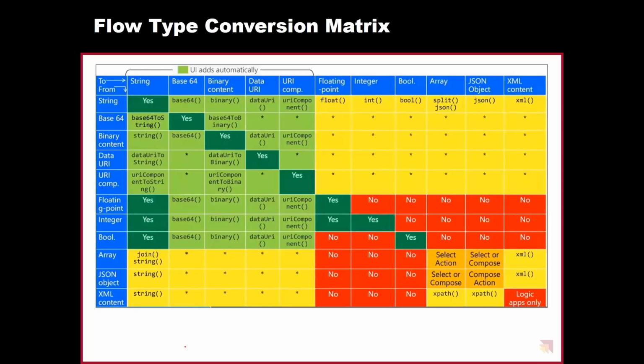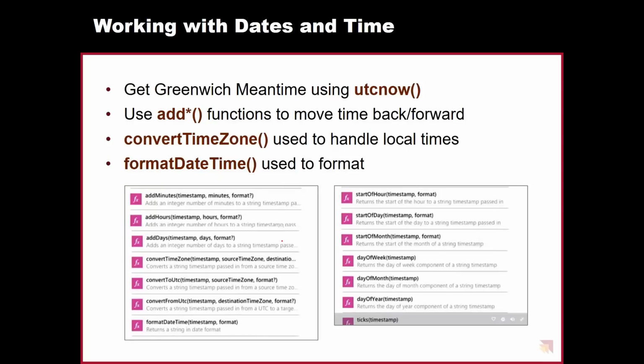And if you go across the top column, that's what you want to convert to. So if I want to do something such as go from a data URI, that's what we have inside of PowerApps when you take pictures and you have that photo, that's a data URI. But I want to basically move it to binary content so we can copy it back up into a SharePoint site.